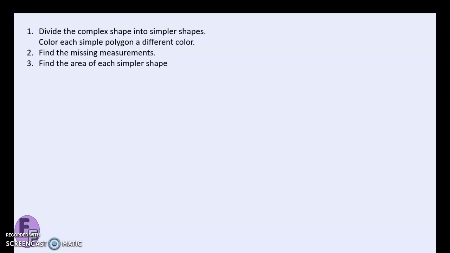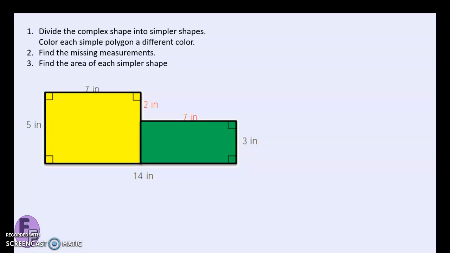So this next one, if we split it up, we can get 2 rectangles. So we're missing the 2 numbers in red. In order to get those 2 numbers, I look at the whole bottom is 14. And I know that the yellow one has a piece of that's 7. Well, 7 plus 7 is 14. And opposite sides are equal, so we know where the 7s belong.